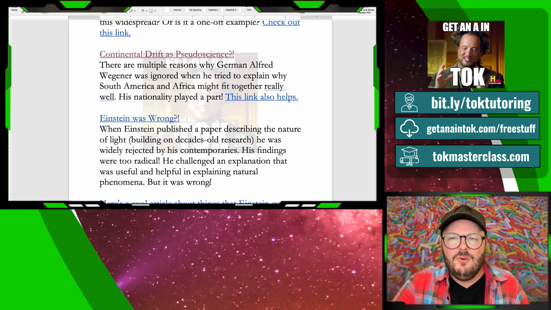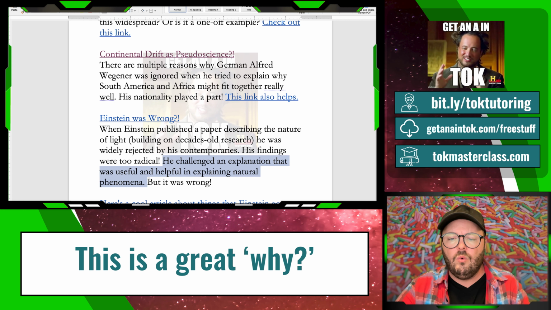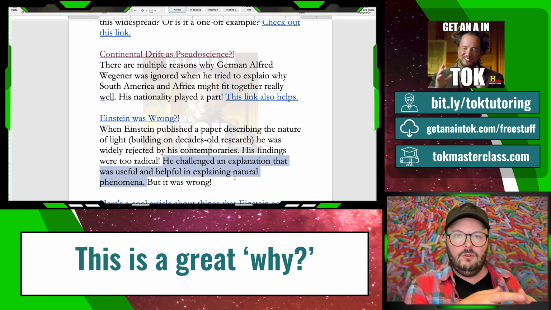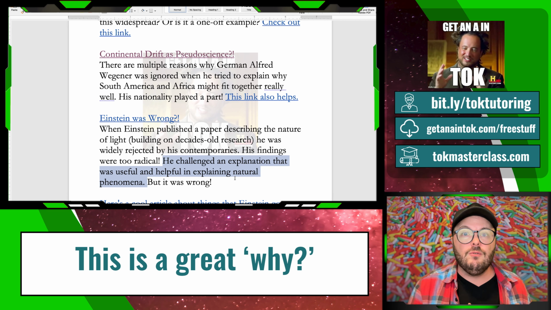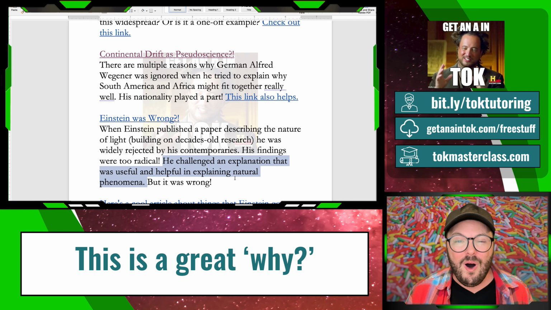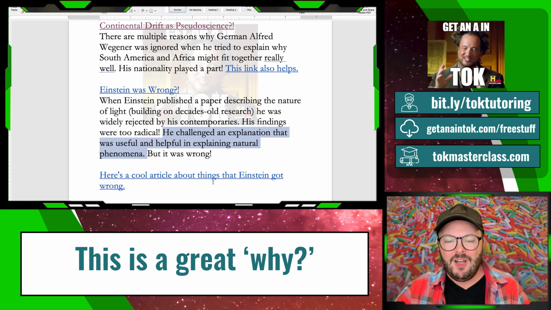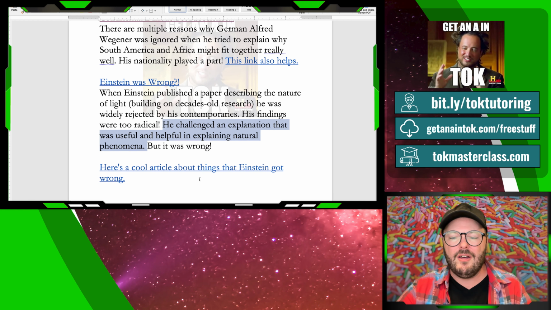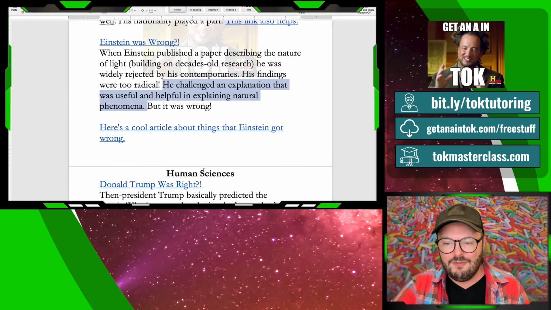The reason that they didn't believe him was because he was challenging everything that everybody said about light. And the other reason was what people believed about light at the time was useful and helpful in explaining phenomena. So they said, what we believe can't be wrong because we use this knowledge in other places. But it was wrong, which is just so cool. Here's a cool article. I don't know if you can use this about things that Einstein got wrong. You could use that for something.